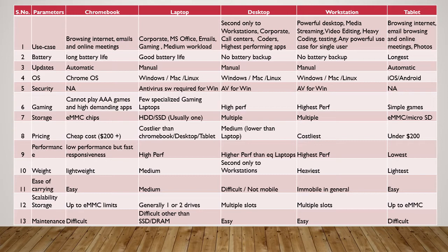Now the 12th parameter, which is the scalability of storage. We can scale a Chromebook up to the eMMC limits only. In laptops, generally we are able to put one or two SSD drives only. In desktops, there are multiple SSD slots, and we can put any drives inside. Workstations also have multiple slots, and more than the slots of a desktop. Now moving on to the tablet, it also has storage scalability only up to eMMC limits.